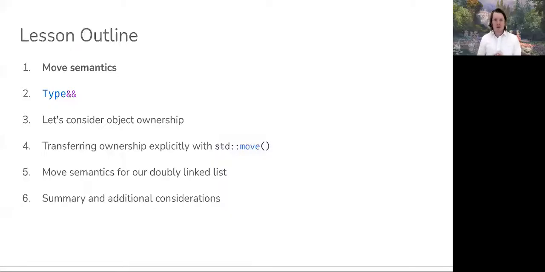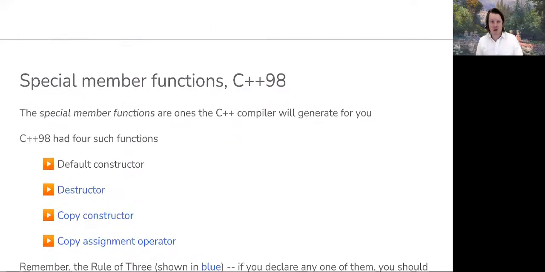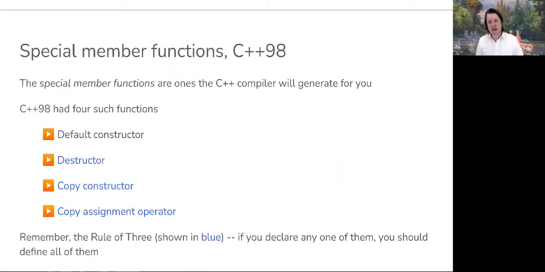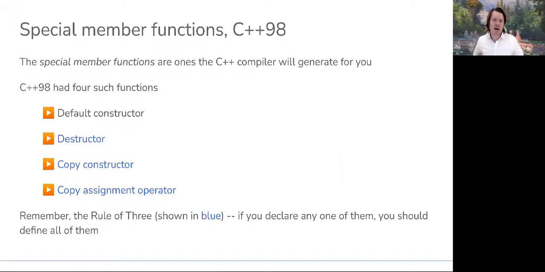Howdy and welcome back. In this video, we're going to introduce move semantics. We'll first begin, though, by considering some of the special member functions that the C++ compiler will generate for your user-defined types. The 1998 standard version of the language had four such functions: a default constructor, the destructor, the copy constructor, and the copy assignment operator.